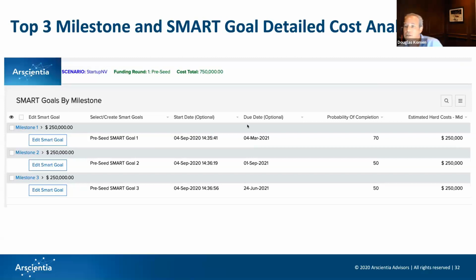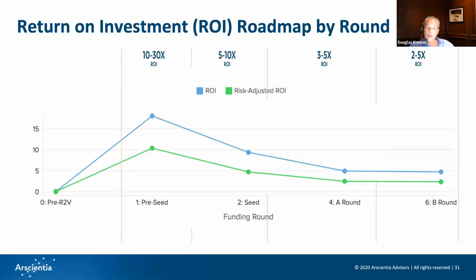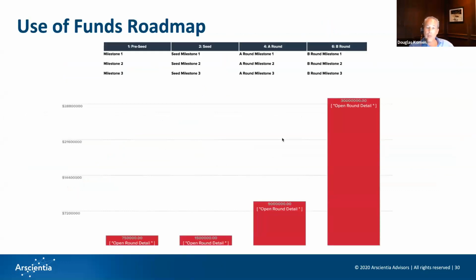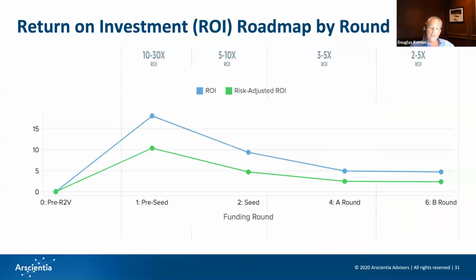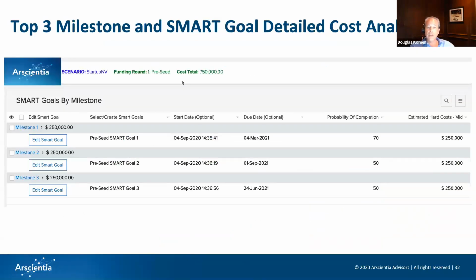This is when you drill down, let me just take you back. So we have a whole milestone roadmap that we built. We talked about having milestones in every round, how much we were going to spend, and only on the most important milestones. When we drill in, and in the current round is what's really important, we want to see exactly what we're doing. And that's what this one shows you here, which is these are the top 3 milestones and SMART goals that are detailed cost analysis.